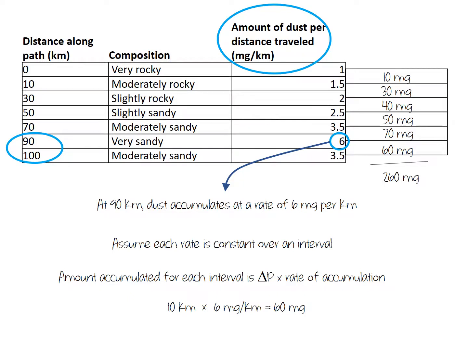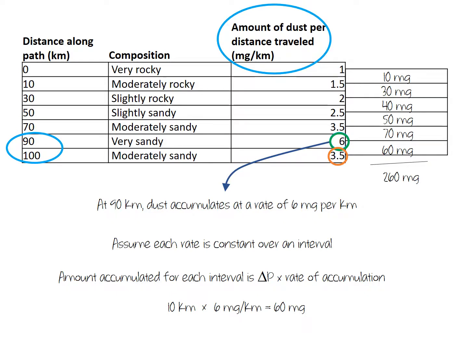One thing you might have noticed is that we are always using the rate of dust accumulation at the beginning of each interval. For example, for the interval from 90 to 100 kilometers, we used a rate of 6 milligrams per kilometer for the entire interval, rather than a rate of 3.5 milligrams per kilometer. We could have done the entire calculation using the rates at the end of each interval instead of the beginning, and this would have given us a slightly different estimate of the total amount of dust that accumulates on the rover.